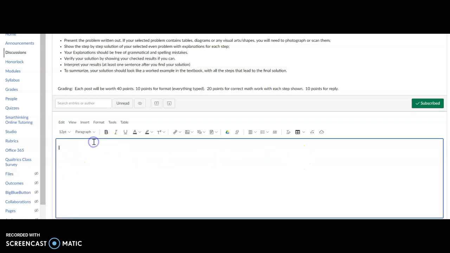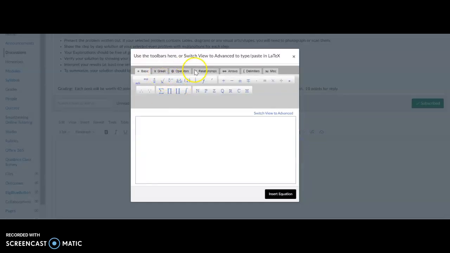So when you're in your discussion, when you're typing in your post, you click on this little square root X. It says Insert Math Equation. So I click on that, and then you have all these math symbols.